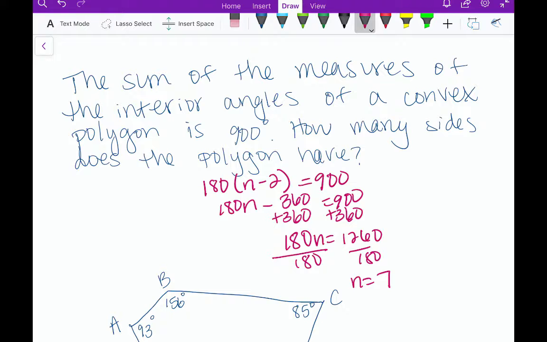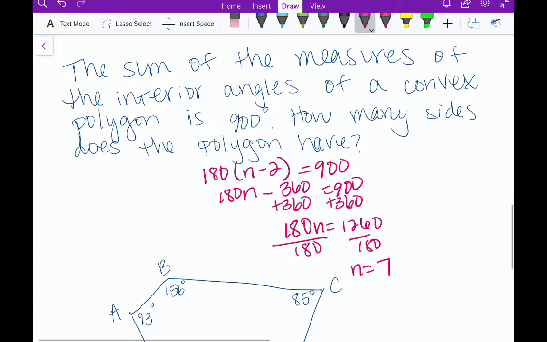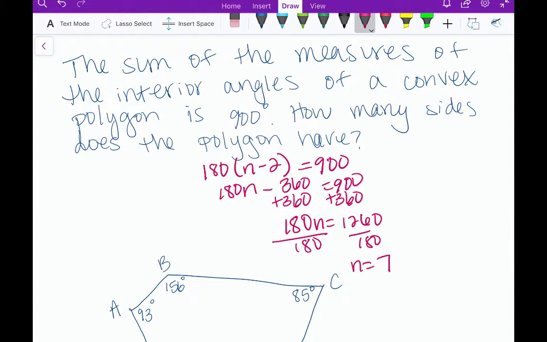And I just want to remind you that these polygons don't all look the same. Not all septagons look the same. Not all hexagons look the same. So don't get in your head that it looks a certain way. Just understand that it means it has a certain number of sides.